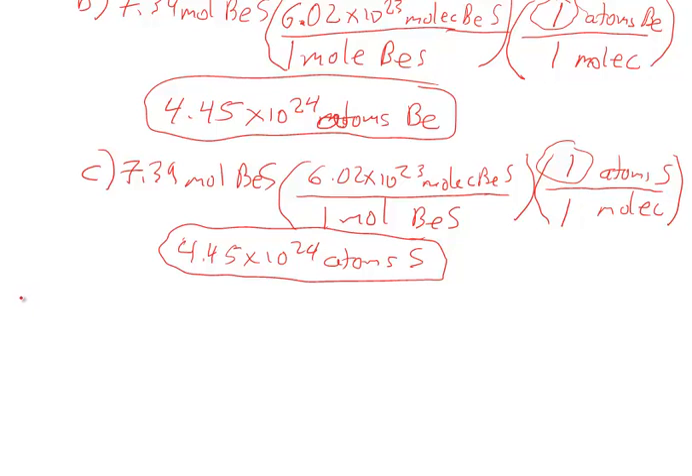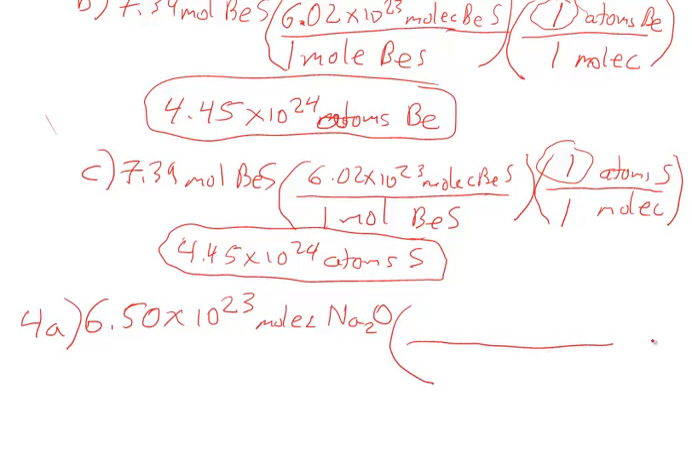The next problem we want to go to is problem 4. Because problem 3 was an example the same as number 2, I leave that one for you to do on your own. For problem 4, we start with 6.50 times 10 to the 23rd molecules of sodium oxide. And we want to go to moles.